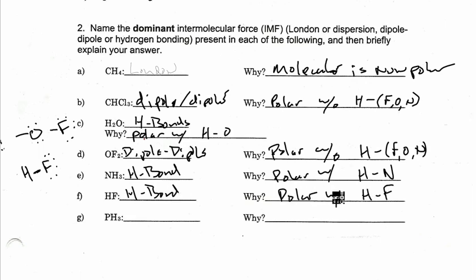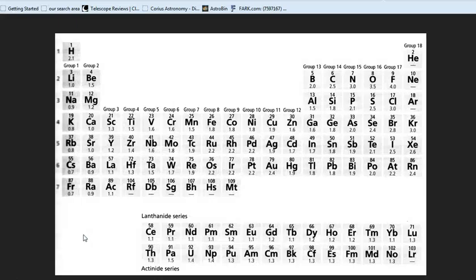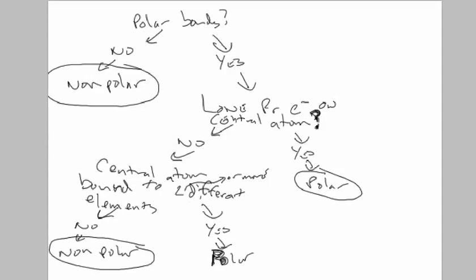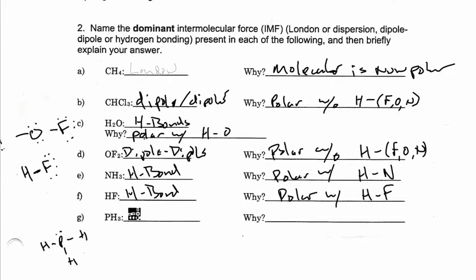And this last one, phosphorus trihydride, phosphorus with 3 hydrogens around there. We're going to look to see if our phosphorus to hydrogen bond is polar. It is not. So let's go and take a look at our molecule flow chart. Polar bonds? Nope. So that means it is going to be non-polar.